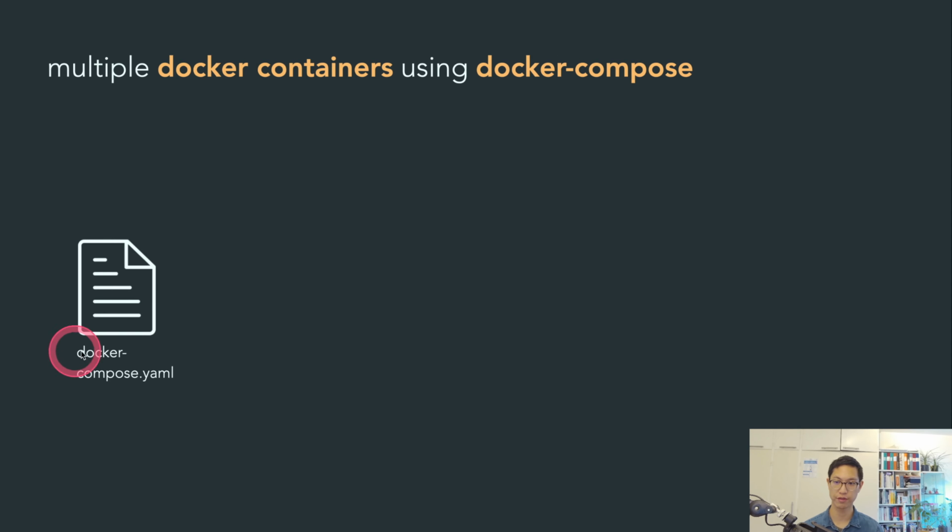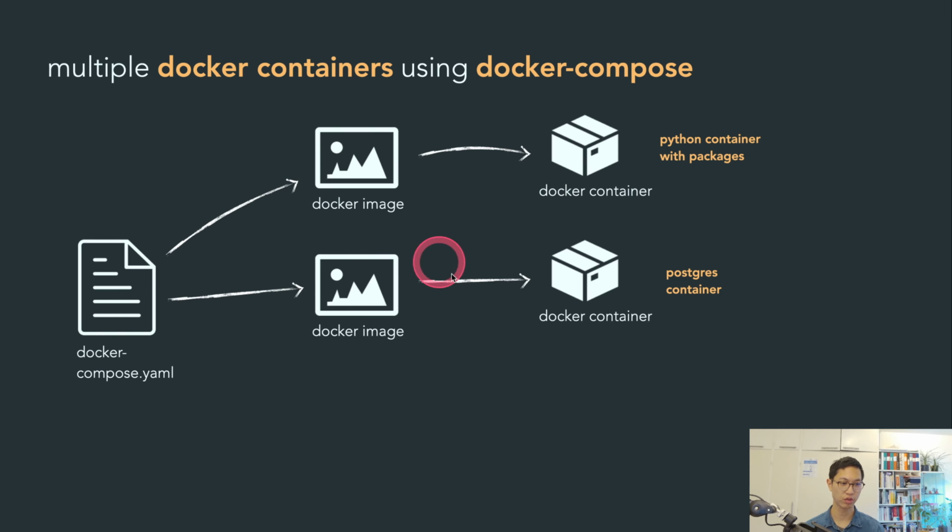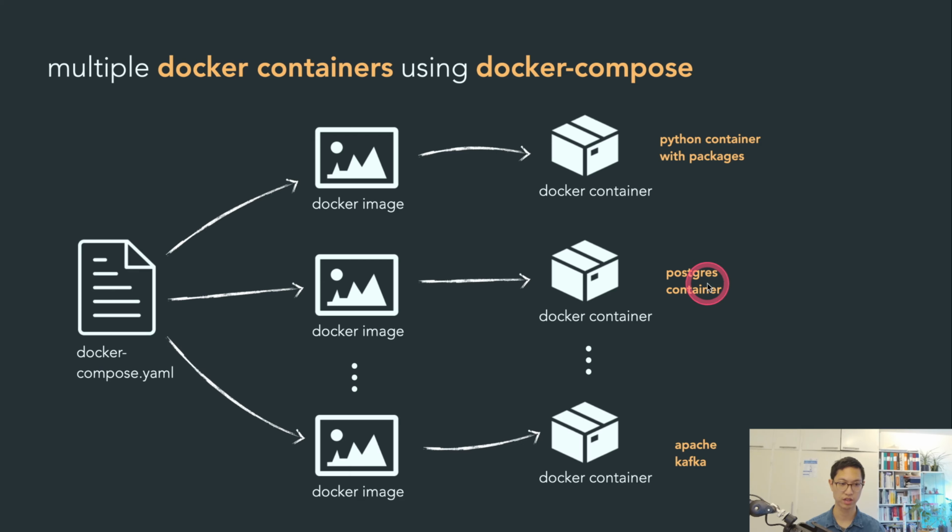Okay, so multiple Docker containers using Docker Compose. You have a file called docker-compose.yaml. From this, it will spin up a Docker container. It creates an image and a Docker container. Then it will create another image and another Docker container. The first one could be Python, the second one could be Postgres, and the third one could be Apache Kafka, and so on. From a file, you could specify several containers that you want, called services.